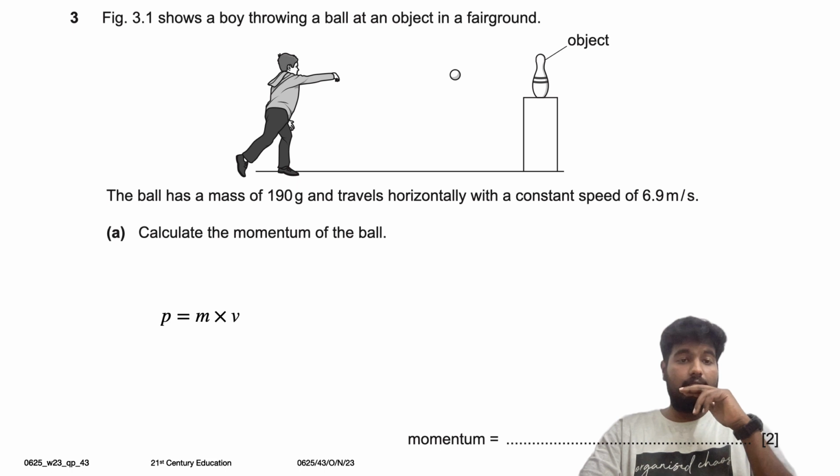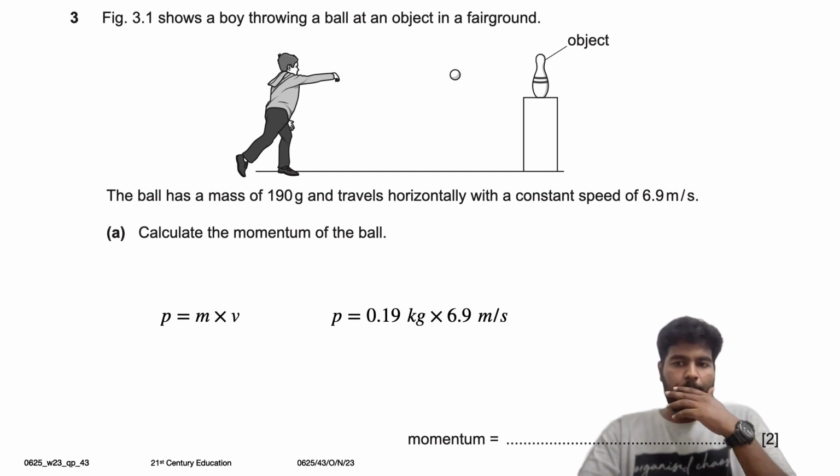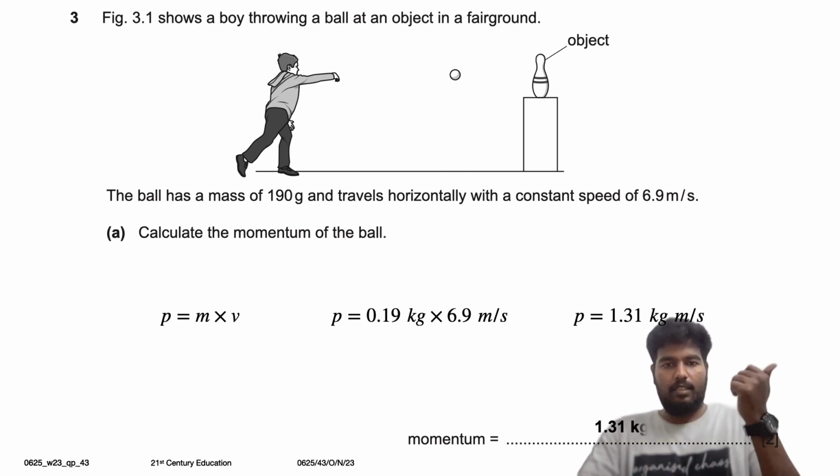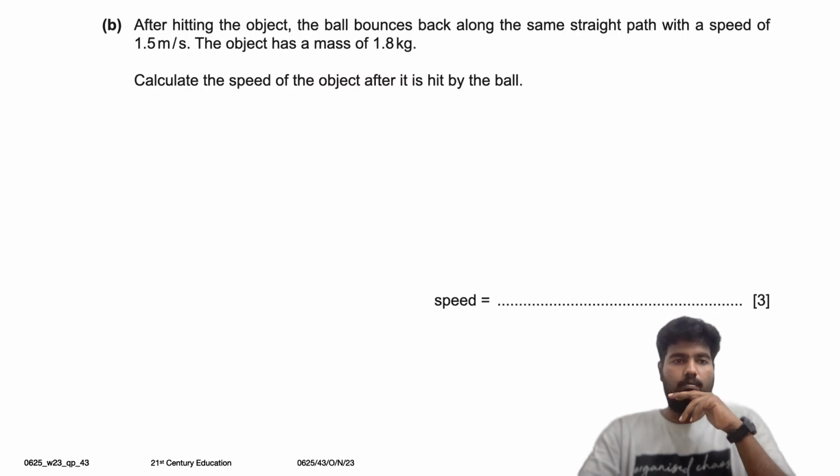So mass is 190 gram. Here we have to convert into SI unit, so I am using 0.19 kg and 6.9 meter per second. So 0.19 into 6.9 is 1.31 kilogram meter per second. Just write it as 1.31 kilogram meter per second. That's all. Okay, let's move to the next question.